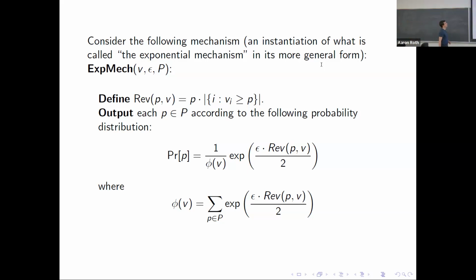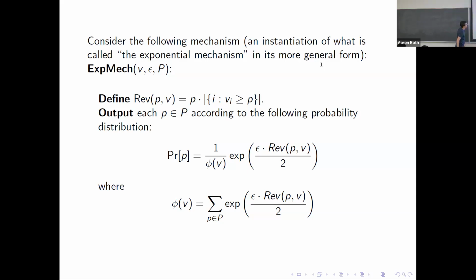So the thing we want to do is randomly output a price that upweights prices that lead to high revenue and downweights prices that lead to low revenue, and does so as aggressively as possible, subject to this constraint that a single person changing their bid, which can change the revenue of any particular price by at most 1, doesn't change the probability of outputting that price by more than e to the epsilon. And so what we do is we define basically that distribution.